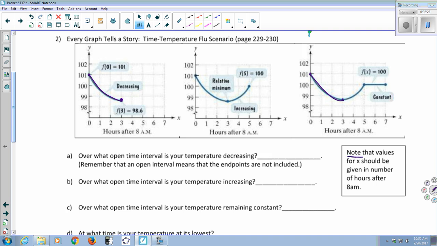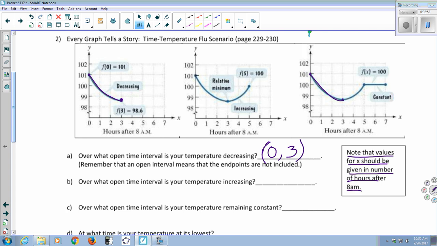They actually asked that values for x be given in the number of hours after 8 a.m., so I'm not going to translate them to times. We're just going to give hours after 8 a.m. So we're decreasing from 0 to 3. And remember that an open interval means that the endpoints are not included, and they asked for an open time interval. So we're not including 0 or 3.